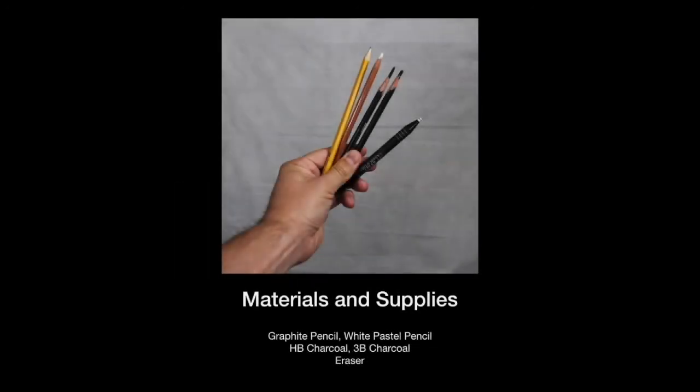Next, let's discuss the materials and supplies. You'll need a graphite pencil, a white pastel pencil, an HB charcoal and 3B charcoal pencil, and an eraser. It doesn't really matter what brand of pencil you use, as long as one is an HB and the other is a 3B.